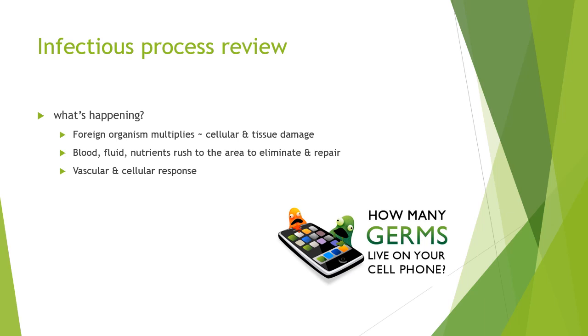So just a quick review on the infectious disease process. What's happening? There's a foreign organism which invades and then multiplies, causing cellular and tissue damage. Then you have blood, fluid, and other nutrients rushing to the area that cause inflammation, but ultimately the goal is to eliminate the foreign invasion and repair the damaged areas. And so you're getting both a vascular and a cellular response.